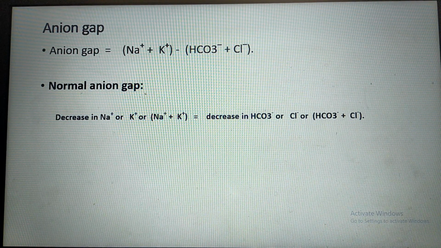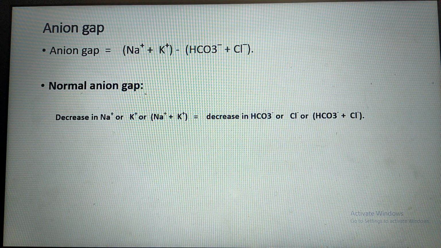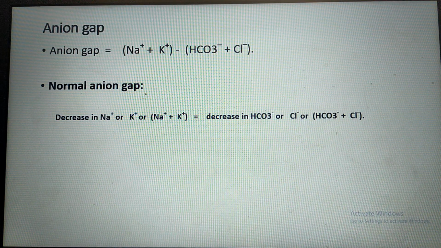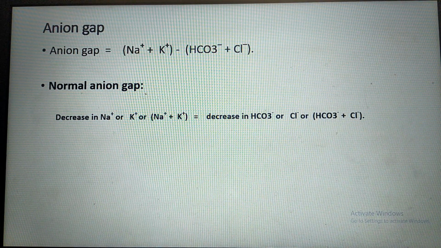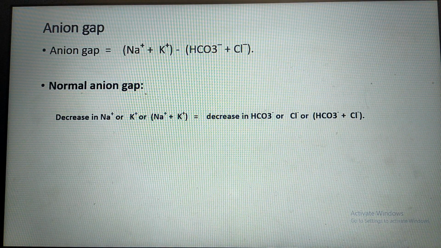A normal anion gap does not suggest that the electrolyte balance of the body is normal. What does a normal anion gap say? It says that the decrease in sodium potassium is equal to the decrease in bicarbonate and chloride, or the decrease in the measured cations is equal to the decrease in the measured anions. That does not mean that the electrolyte balance in the body is normal, right?